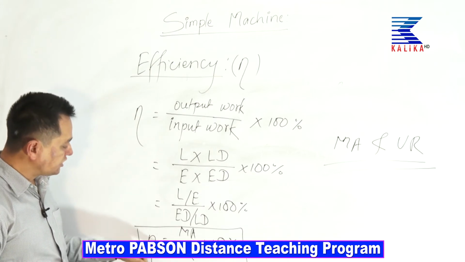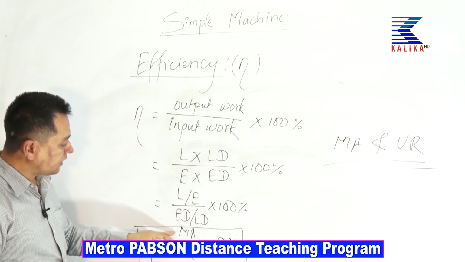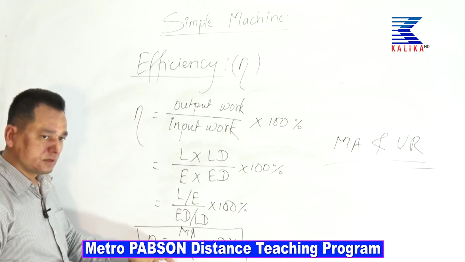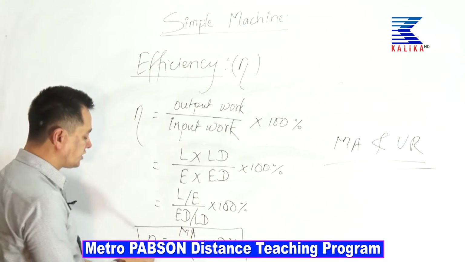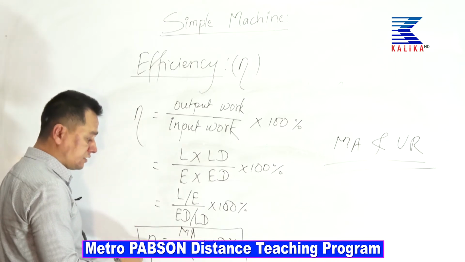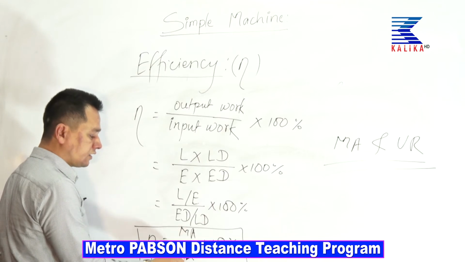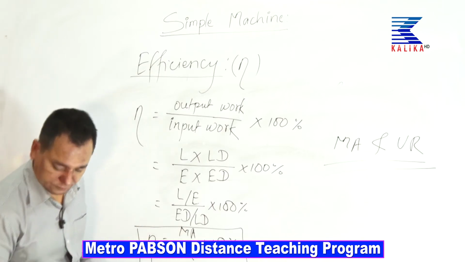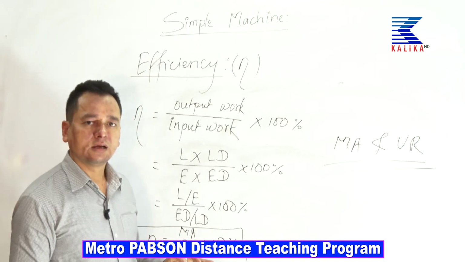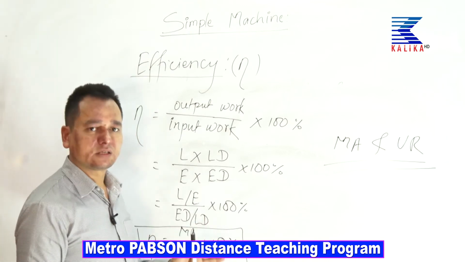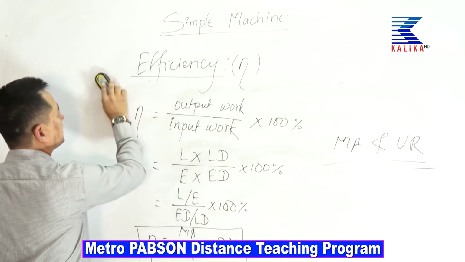So efficiency is equal to mechanical advantage divided by velocity ratio times 100%. So this is the relation between efficiency, mechanical advantage, and velocity ratio of a machine. So these are the parameters which we need to understand before discussing different types of simple machine.